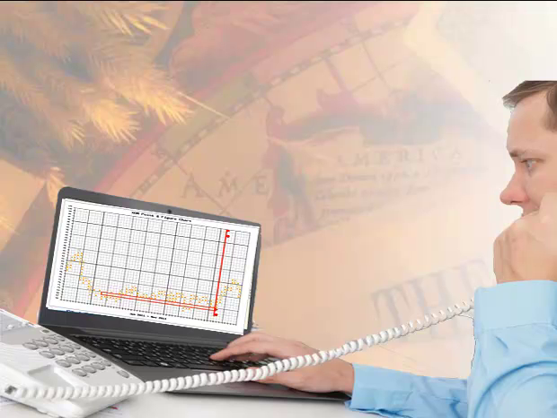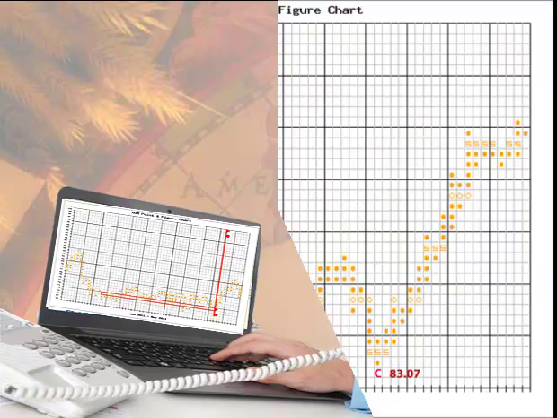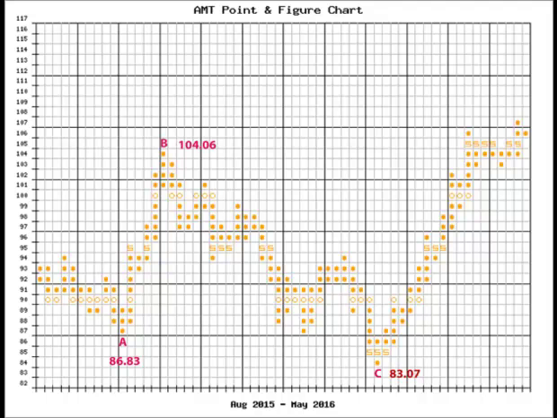A point and figure chart is a presentation of price. Volume is not included. It simply shows price changes by a pre-designated number. In most cases, including the example on the screen, the chart records 1 point changes in price in either direction. Putting together a point and figure chart is relatively simple. The chart of American Tower, AMT, is used as an example of how to develop a point and figure chart.